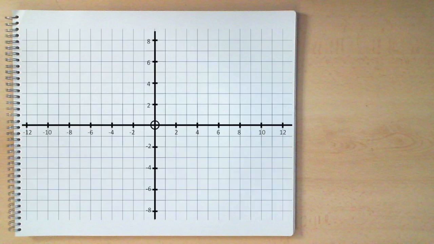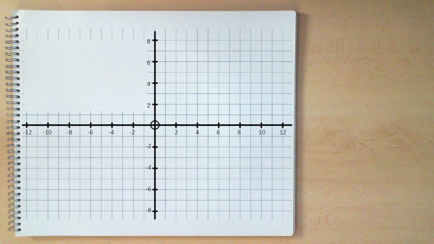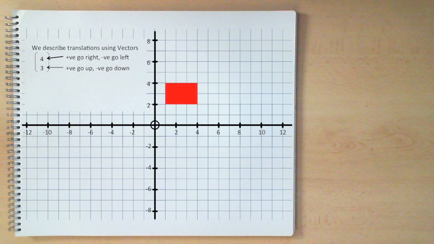Let's have a look at this on a piece of graph paper. We usually describe translations by using a vector notation. So we have a movement to the left or the right, and we have a movement up or down, and we write these one over the other, so we differentiate them from ordinary sets of coordinates. The number at the top is how far to the right or to the left the movement is. A positive number goes to the right, a negative number goes to the left. The number at the bottom is how far up or down it's going to move.